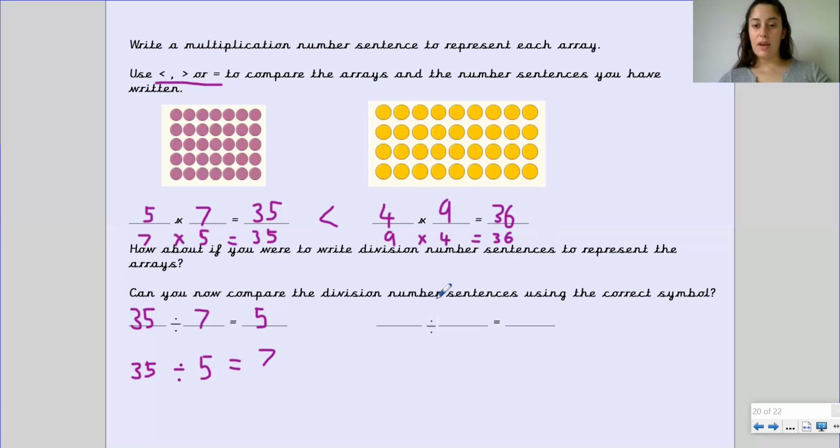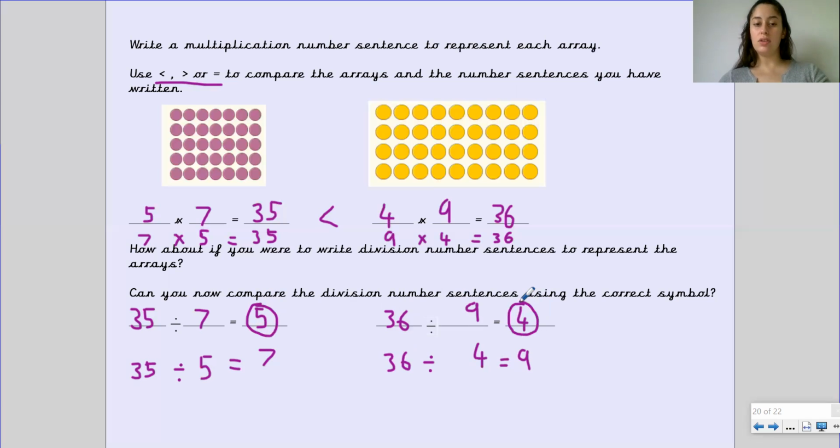For this array, you could have written 36 divided by 9 equals 4, or 36 divided by 4 equals 9. Now, your answers may change depending on which order you've written the number sentences in. You may have written 36 divided by 4 on the top. So you need to just look carefully at what the answer is. Here, my answer is 5, and here my answer is 4.